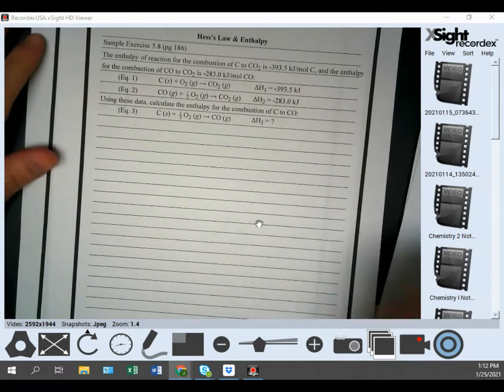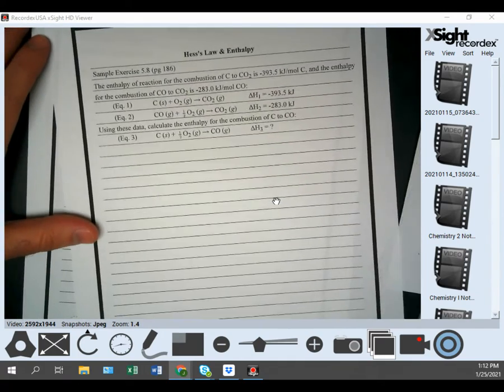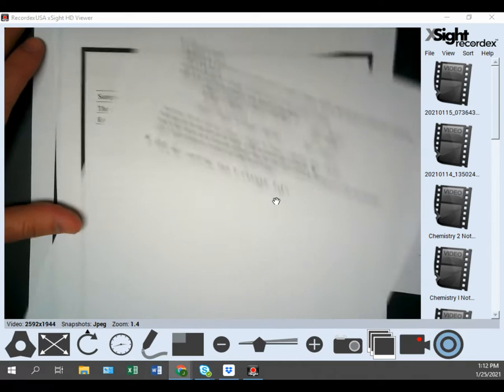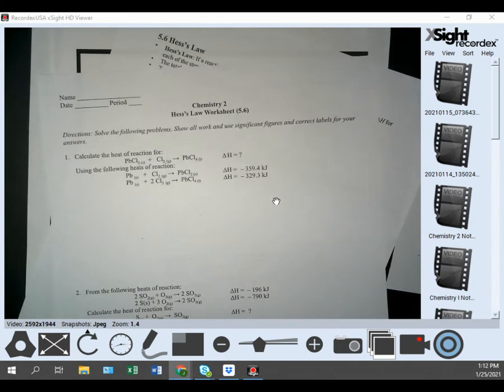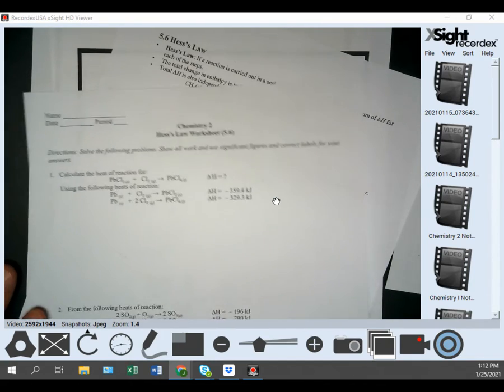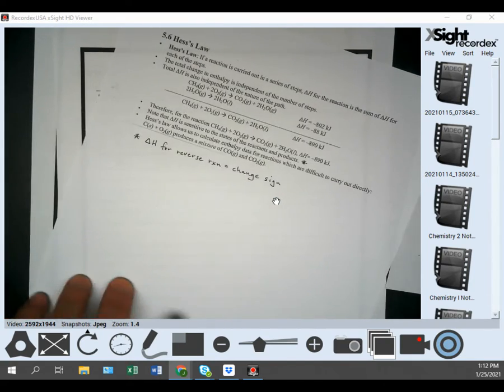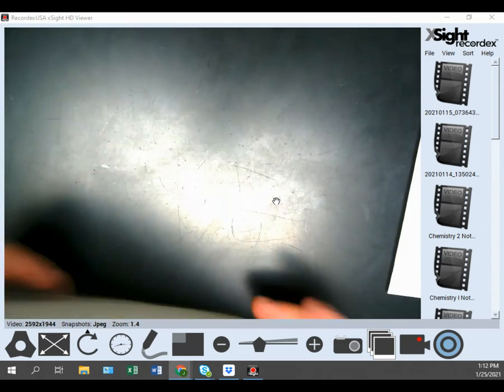Okay, and then the last thing you should have is a copy of the homework. Where did I throw that? It should just say Hess's Law, worksheet 5-6, this thing. Right? Okay. So everybody's good on those? All right. Here we go.